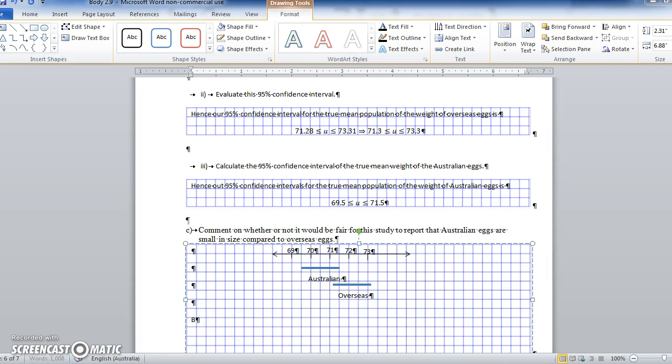So the way we write that is, because our confidence intervals overlap, we cannot say there is a difference in the population mean weight of overseas and Australian eggs. I'm really having trouble spelling Australian today, which is not so good.